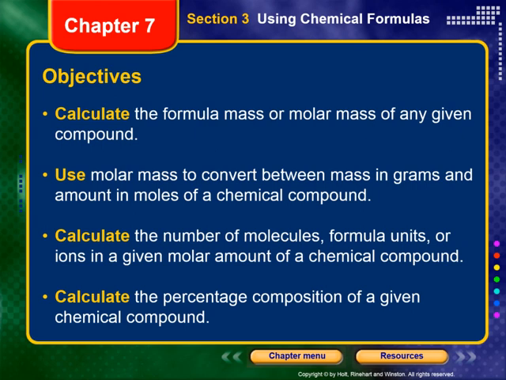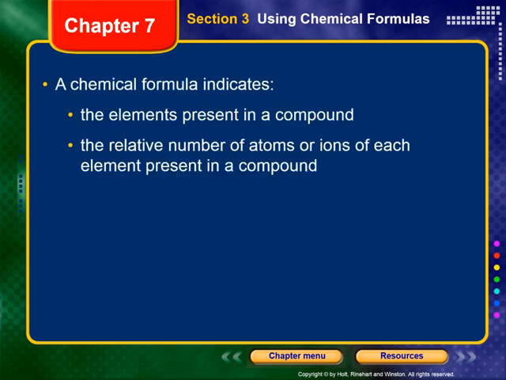After this video lecture, I want you to be able to calculate the formula mass or molar mass of any given compound. And you should be able to give that compound's name or formula and then get to this mass. Then use that molar mass to convert between mass in grams and amount in moles of a compound. Uh-oh, guys, here comes the math. Conversions are back. Calculate the number of molecules, formula units, or ions in a given molar amount of a chemical compound. Then lastly, calculate the percentage composition of a given chemical compound.